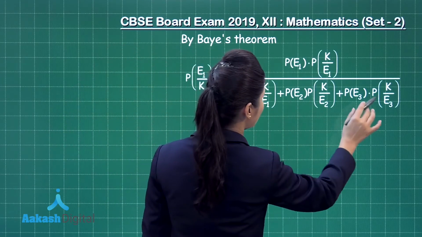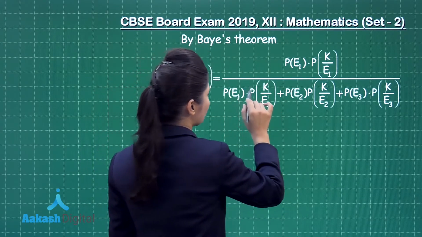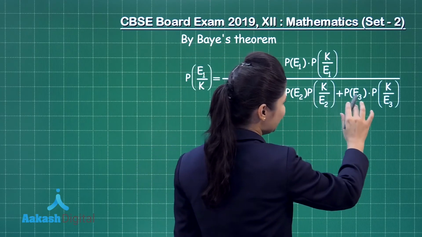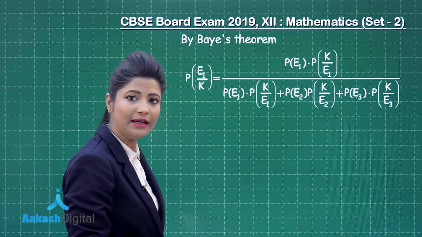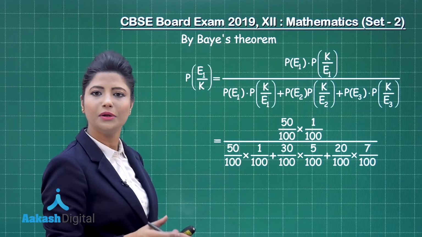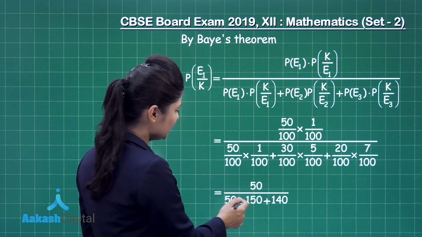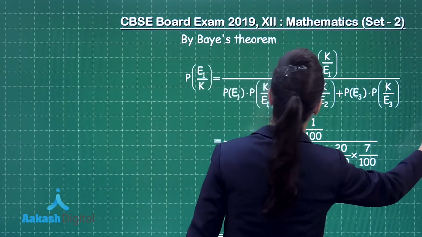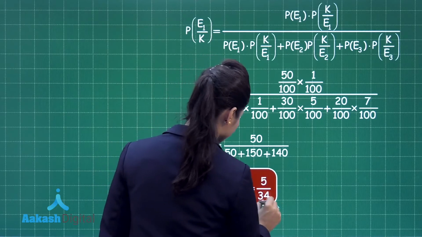The denominator is the sum of all probabilities taken product with these conditional probabilities: the probability of E1 into the probability of K by E1, plus the probability of E2 with the probability of K by E2, plus the probability of E3 with the probability of K by E3. Now let's substitute these values which we have obtained earlier. On substitution, you can see the common denominator 100 into 100 will get completely cancelled, and you have 50 upon 50 plus 150 plus 140, which could be easily simplified. This helps you obtain the required answer for this question as 5 upon 34.